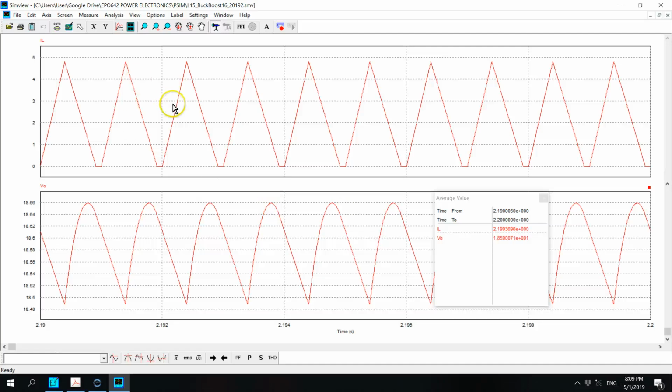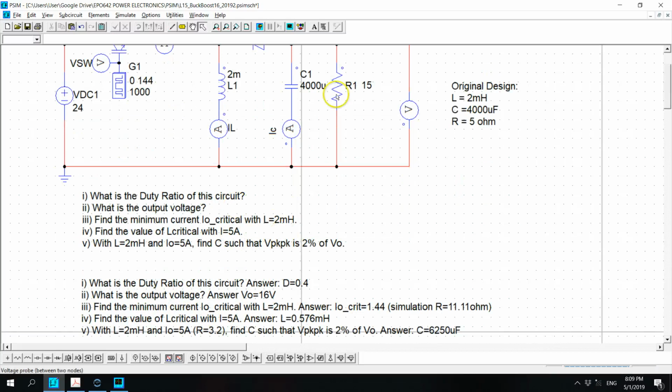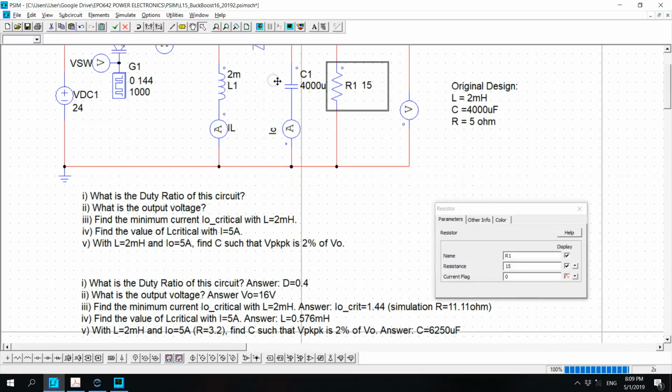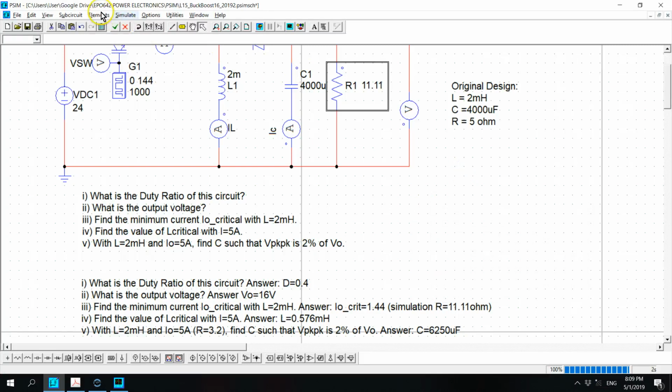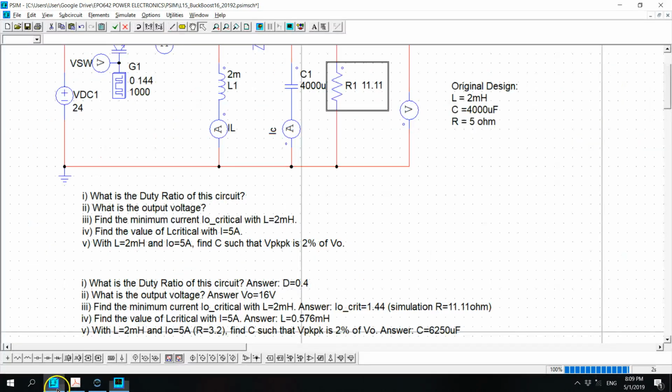Alright, so this is a concern. So we know that the minimum current that we can use with L equals 2 millihenry is 1.44, which corresponds to 11.11 ohm, and re-simulate that. You can see that it touched the 0 level here, and then it goes up again. Right, okay.